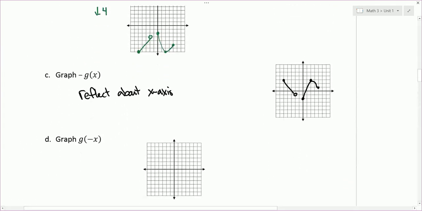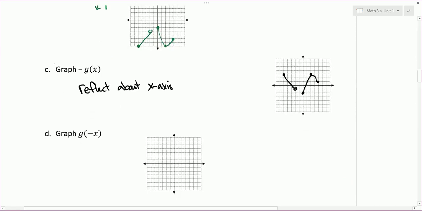And then lastly, part D, again, compare C and D. In C, the negative sign's out in front. That's when you reflect about the x-axis. On D, the negative sign is in the parentheses in front of the x. That's when you reflect about the y-axis.